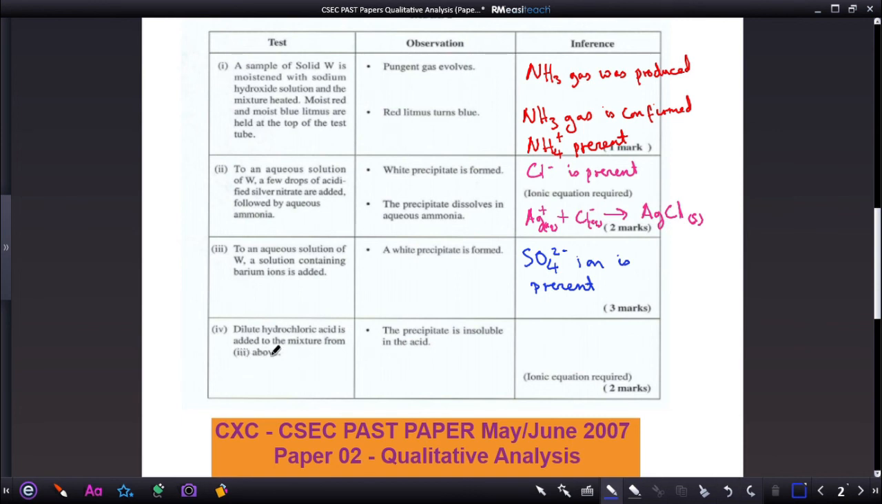Part 4. Dilute hydrochloric acid is added to the mixture from 3 above. The observation is that the precipitate is insoluble in the acid. And we know that barium sulfate is insoluble in hydrochloric acid. And so that would produce barium chloride.